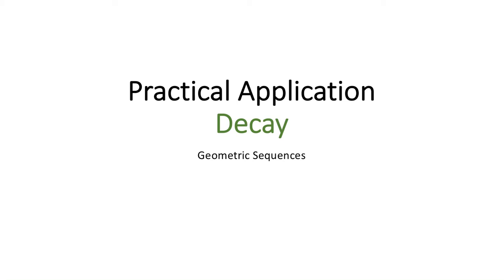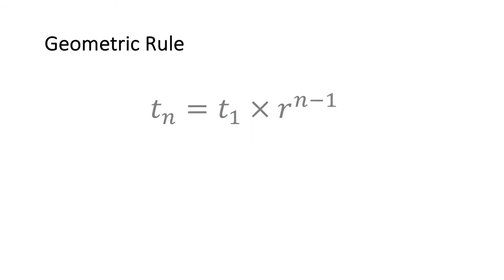This video is going to have a look at applying a geometric sequence to a practical application scenario involving decay. When we are looking at decay in geometric sequences, our starting point is the general rule, and that is Tn is equal to T1 times by r to the power of n minus 1, with T1 being the starting term and r being the common ratio, what we are multiplying each term by within the sequence. So we're going to be applying this general rule to be able to model a scenario with decay.